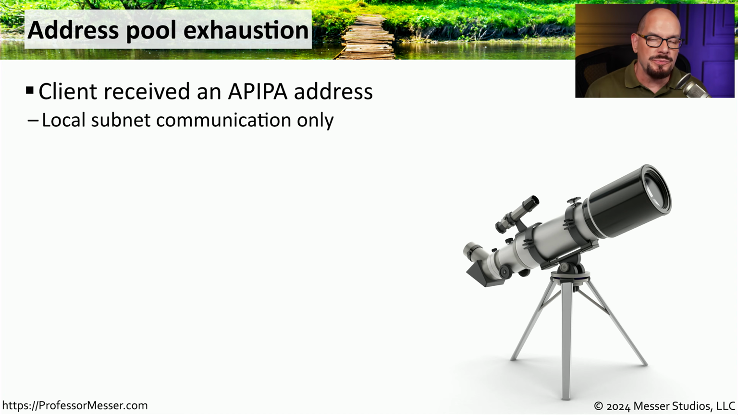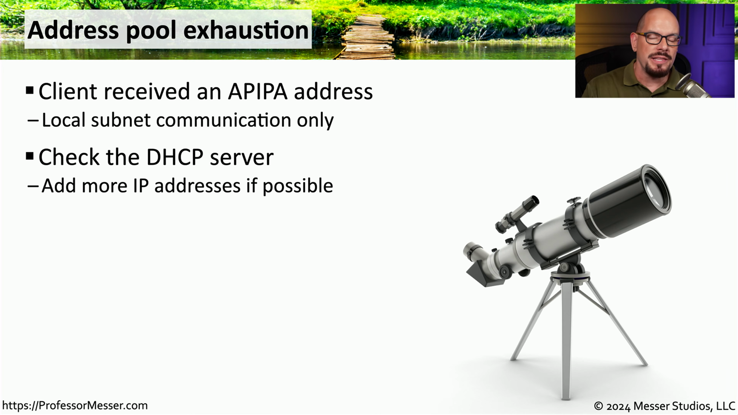If the address pool has been exhausted, then we'll receive an automatic private IP address in IP version 4. Although an APIPA address allows you to communicate to other devices on your local subnet, it is a non-routable address, and you would not be able to communicate outside of your local subnet. We would certainly check the DHCP server and see if it has available IP addresses, and if we need to add additional addresses to that, then we can do that on the DHCP server itself.